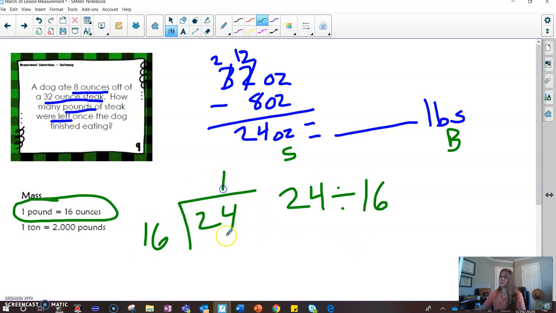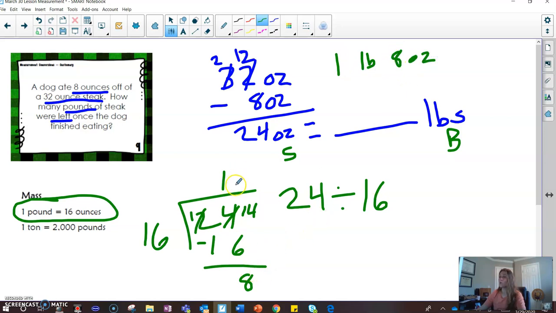I know that 16 can go into 24 one time. Subtract and that gets me 8 left over. So again, we could write this in one of two ways. We could say we have 1 pound and 8 ounces, or we could take that remainder 8 and put it over 16, making it a fraction, 1 and 8/16. Now we know that 8/16 is equivalent to 1/2. So you could also say 1.5 pounds. Either way, we get the same answer because 8 ounces is half of 16 ounces.